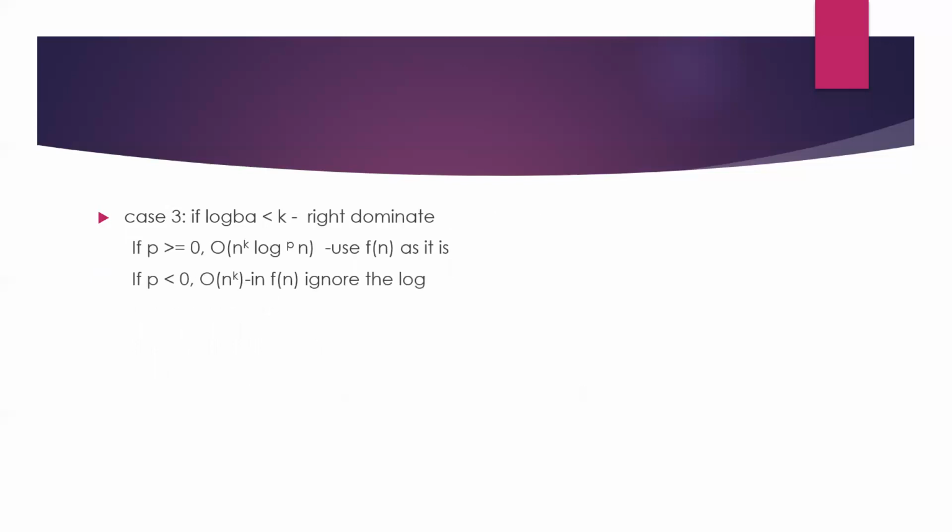Then coming to case 3, it is if log a to the base b is less than k. Basically it's the right function that is dominating. In this case again we'll check for p values. If p is greater than or equal to 0, it's going to be O(n^k log^p n). Here basically we are using f(n) as it is. And if p is less than 0, it's going to be O(n^k). The point here is we are ignoring the log over here since it's going to be very small.